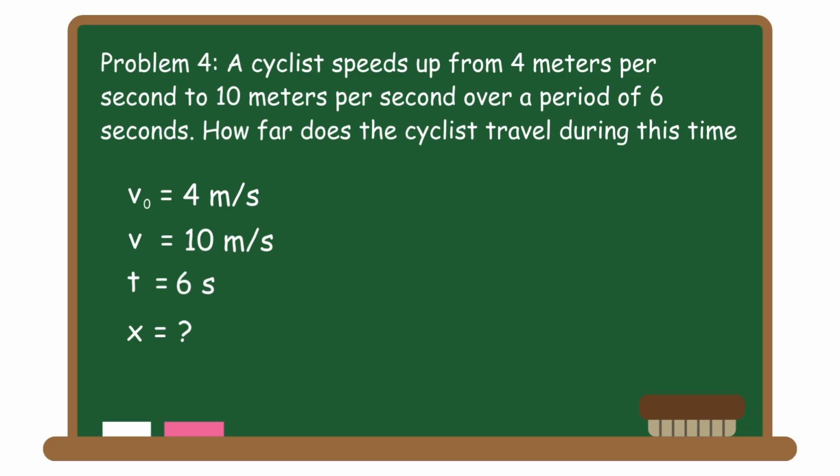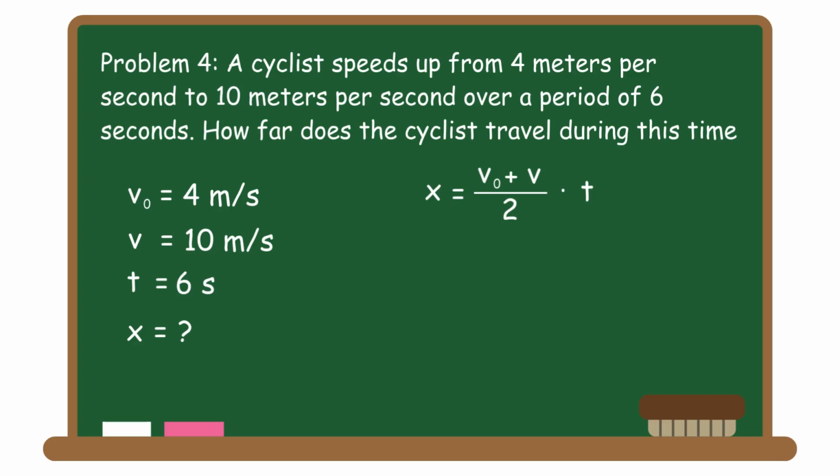Now here's the key idea. The cyclist is not moving at one constant speed, but gradually speeding up from 4 to 10 meters per second. So instead of using a single velocity, we take the average velocity over the 6 seconds. That's why we use this formula. Displacement equals the sum of initial velocity and final velocity, divided by 2, then multiplied by time. It gives us displacement when an object accelerates uniformly, by multiplying average velocity by time.